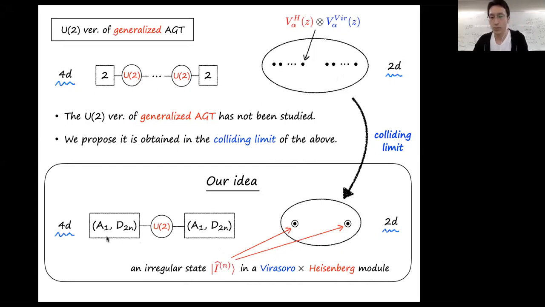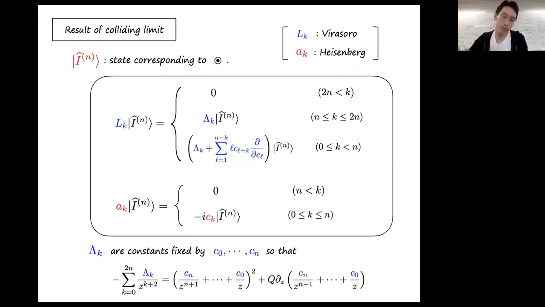That's our idea. Then our claim is that this two-point function of this operator, or inner product of this state, is identical to the Nekrasov partition function of this guy. Here we have U2 gauge group instead of SU2. I will skip the derivation, but just by taking the same colliding limit, what you get is this. The irregular state in the Virasoro times Heisenberg algebra is characterized by this action of Virasoro and Heisenberg algebra. The action of the Virasoro algebra is the same as before, of course. It's just a result of the same colliding limit. So this is the same as in Gaiotto-Teschner and Marshakov-Bonelli-Tanzini.